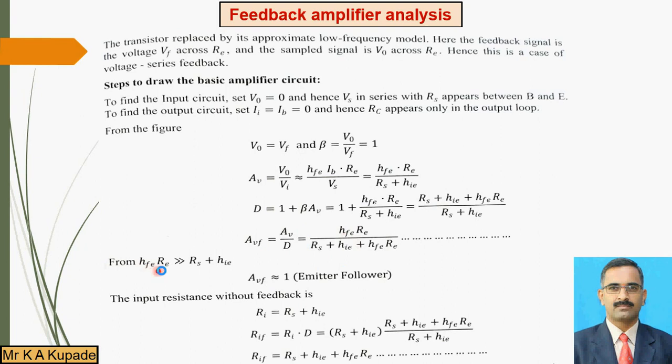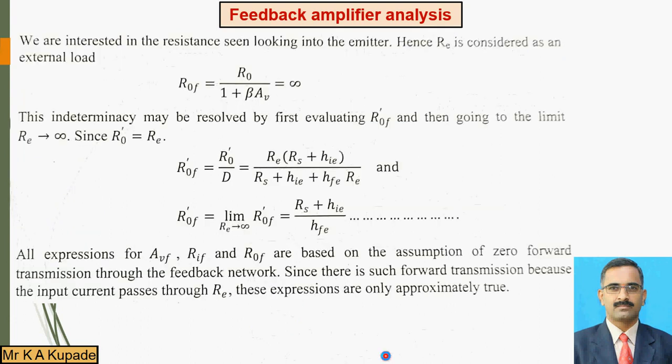Now for this, whatever the parameter is, HFE into RE is far greater than RS plus HIE. So here AVF is nearly equal to 1 for this emitter follower. Now input resistance without feedback is calculated as Ri is equal to Rs plus HIE. So RIF is equal to Ri into D, and by considering this you will get RIF equal to Rs plus HIE plus HFE into RE. So this is the thing.